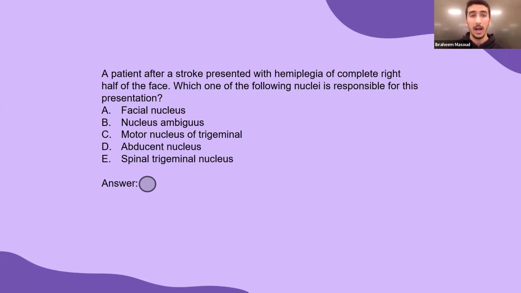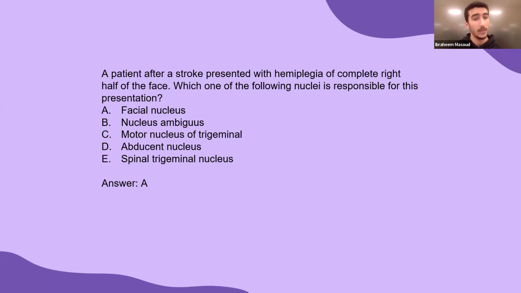So patient had a stroke, what does he present with? I mean, what's the problem? The presentation is written, what's the problem? So he has hemiplegia of the right side of the face. Someone said A. Absolutely correct, my friend. It's A. Why? Which nerve or which nucleus is responsible for the motor function of the face? If you know this, the answer is there. It's a giveaway. It's a free question.